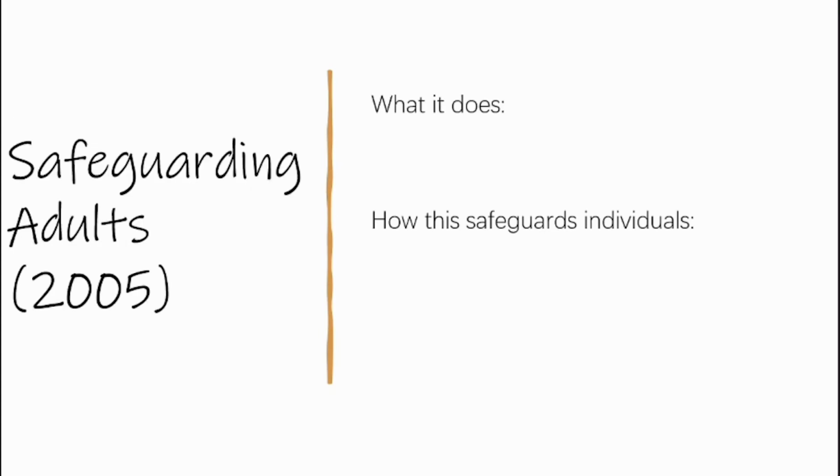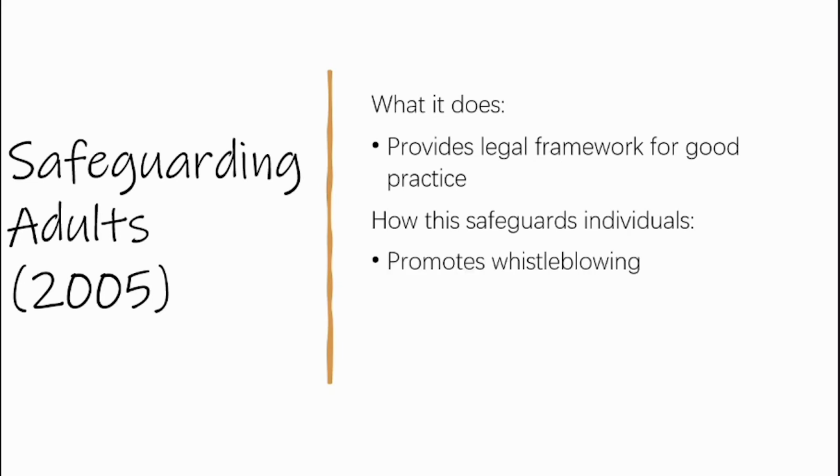Safeguarding Adults 2005 provides a legal framework for good practice that can be used by health and social care practitioners in all settings. For example, it states that there should be a clear zero-tolerance policy of abuse and that all settings should give their staff safeguarding training. This helps to discourage workplace secrecy where abuse isn't reported by practitioners and instead promote whistleblowing, as well as to train all staff on how to be vigilant and spot signs of abuse so that it can be reported promptly.